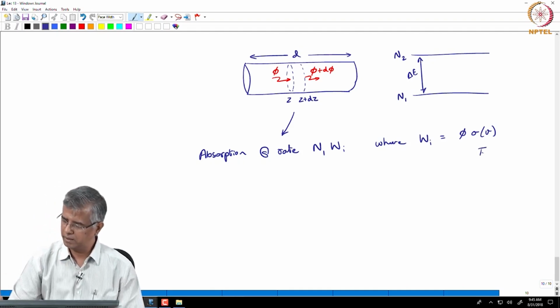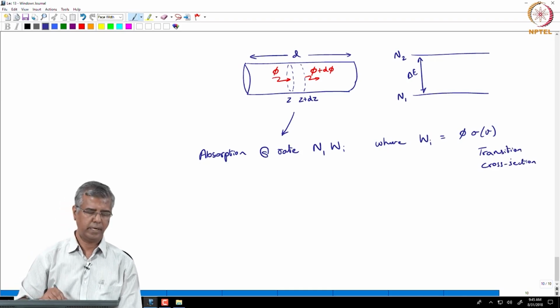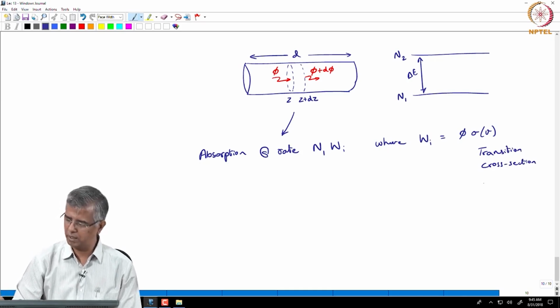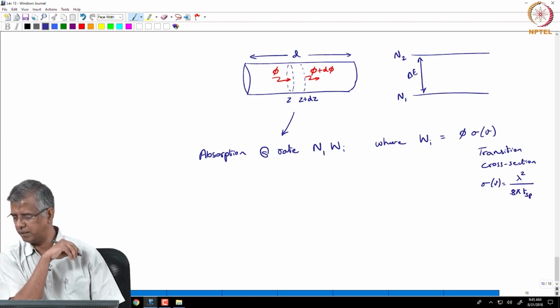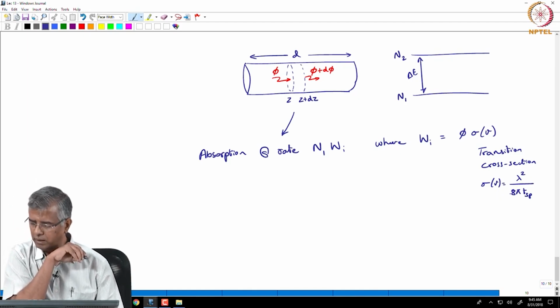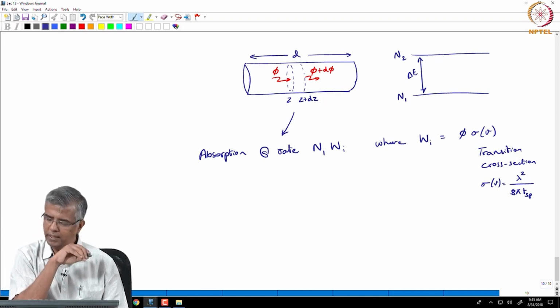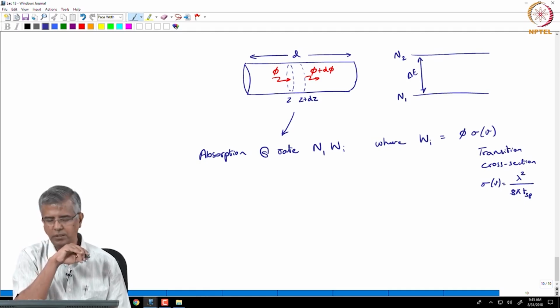Sigma corresponds to the transition cross section, right, and it is specifically quantified as, I think we did this yesterday, lambda square over 8 pi multiplied by TSP, which we are calling the spontaneous lifetime. Now, in general, we say sigma is actually a function of nu. What is nu?